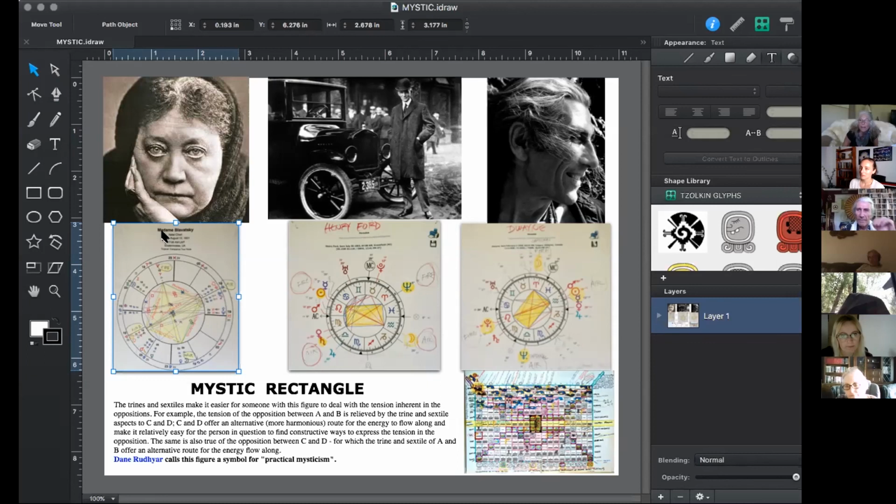Dwayne? Yes. I wanted to ask why the Mayan chart is up there, and how the Tzolk'in relates to the mystic rectangle. I mean, how are you relating it to the mystic rectangle?